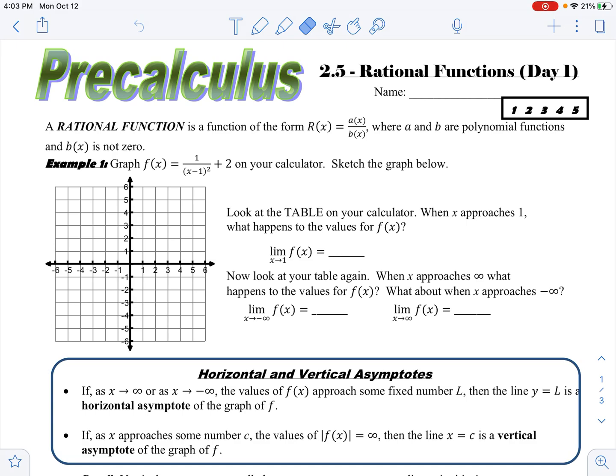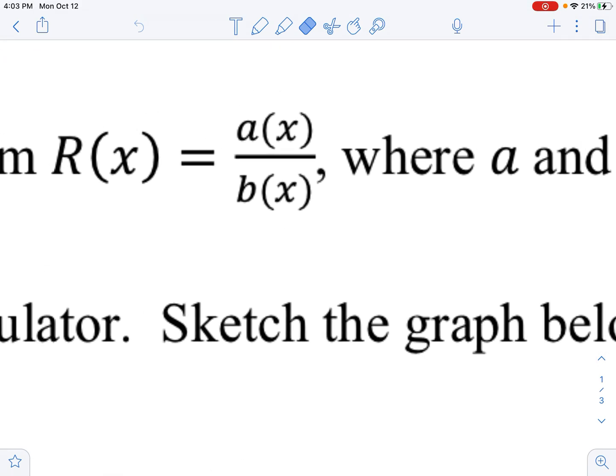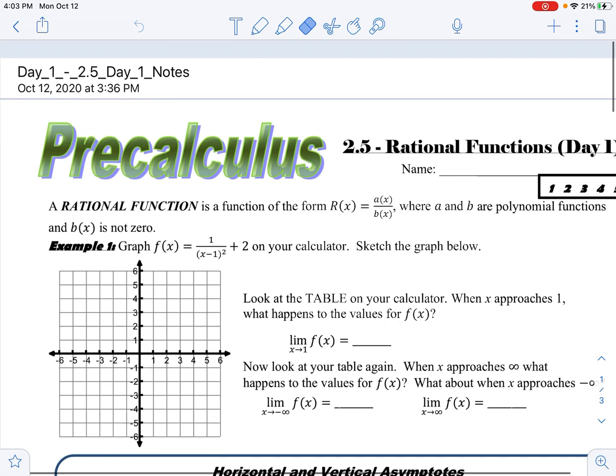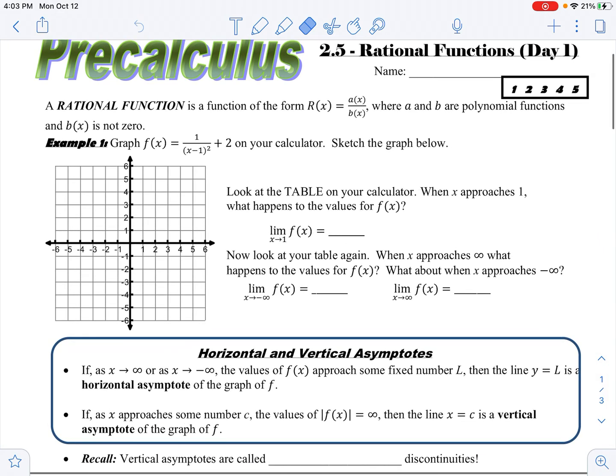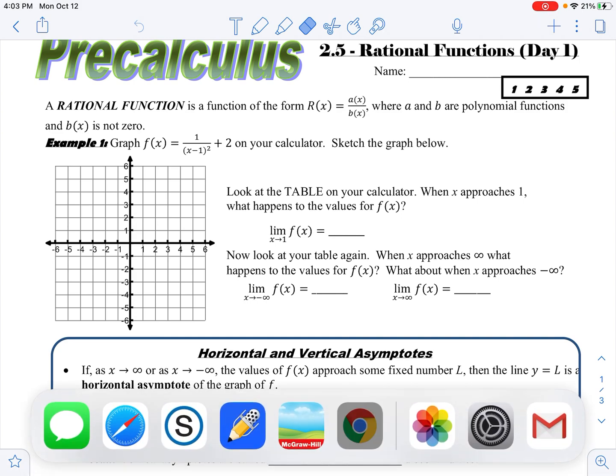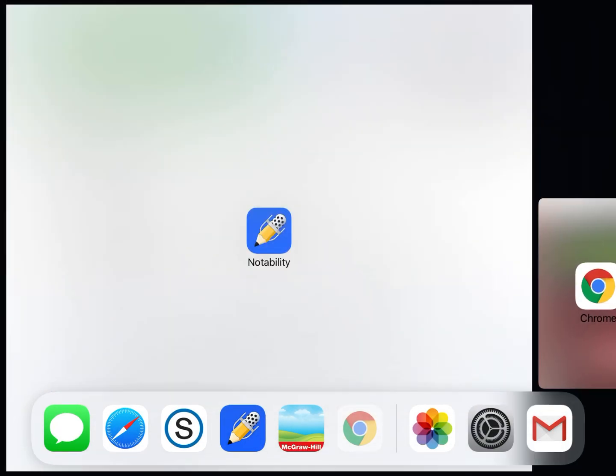So if you look at what this actually looks like, it looks like a fraction, right? So y equals a fraction, f of x equals a fraction. So we're going to get started with one right now. This is example 1. Graph f of x equals, then it gives us a function on our calculator and sketch below.